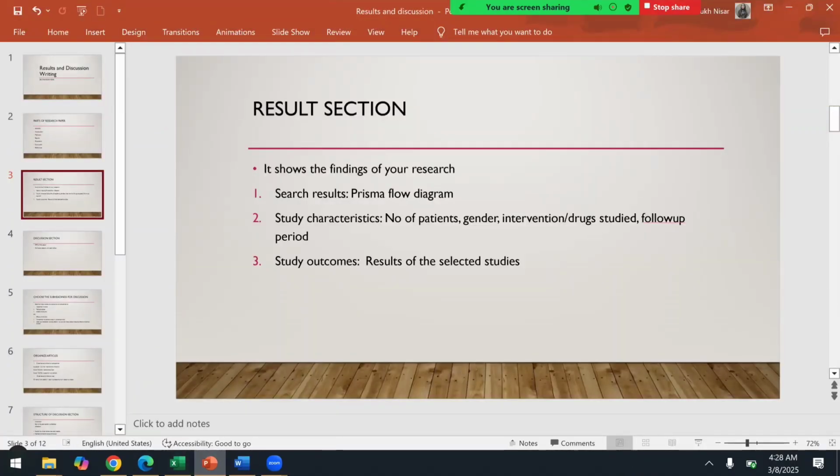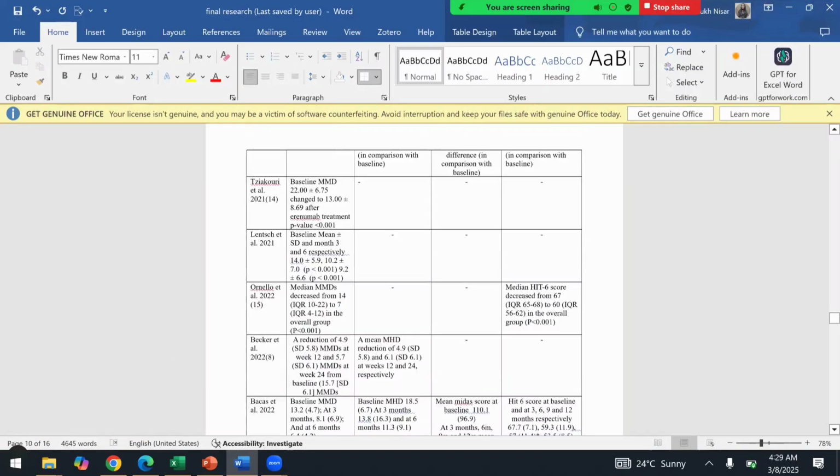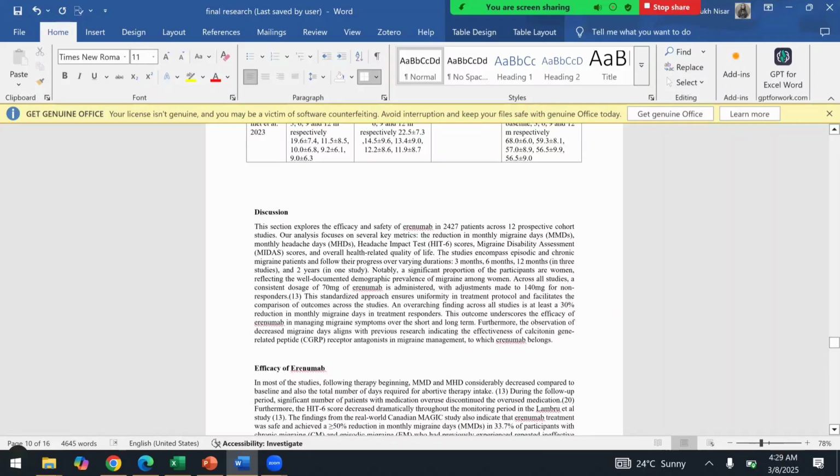And this is your result section. Your PRISMA flow diagram, study characteristics, and study outcomes. So before each table, you can write a paragraph about study characteristics and then make a table. And similarly, for study outcomes, you have to write a paragraph about the study outcomes and then the results of the studies in the table. So this is your result section. And then discussion.